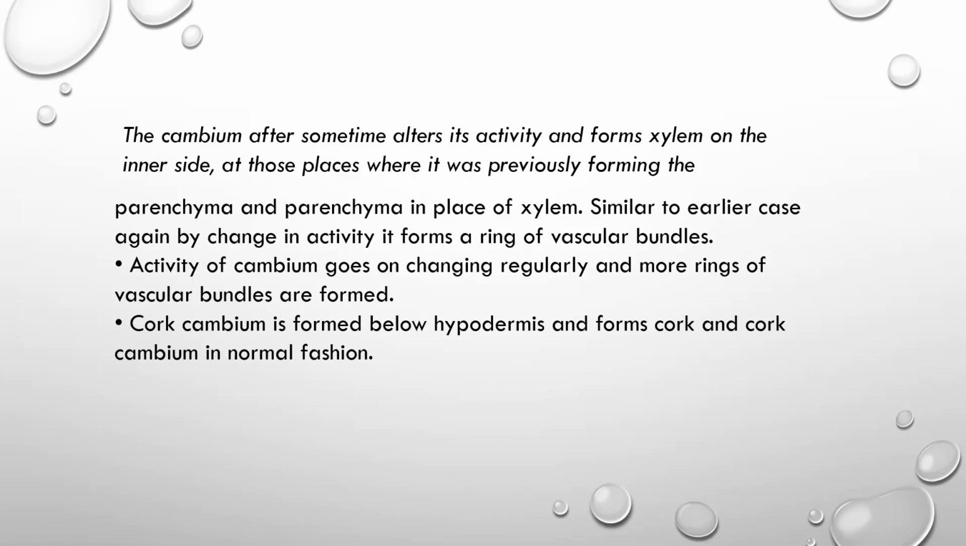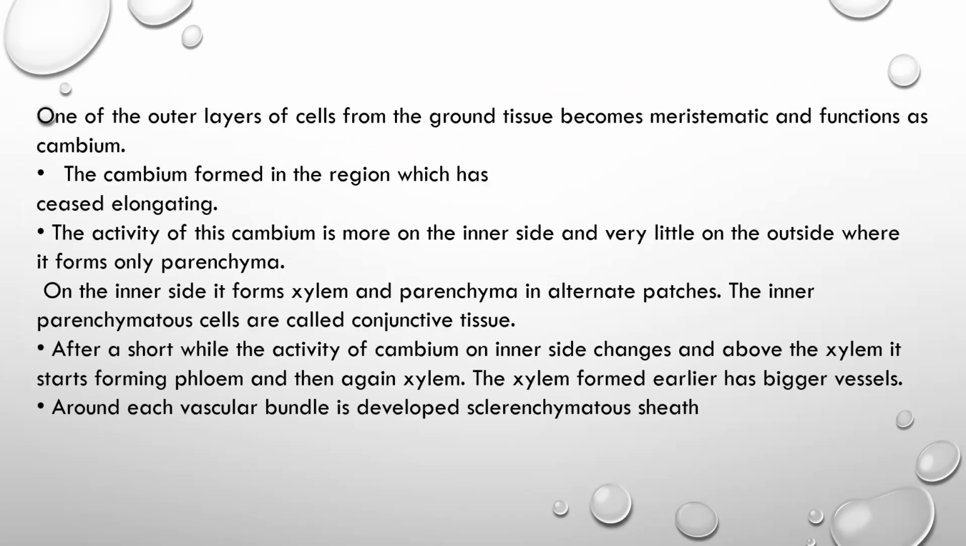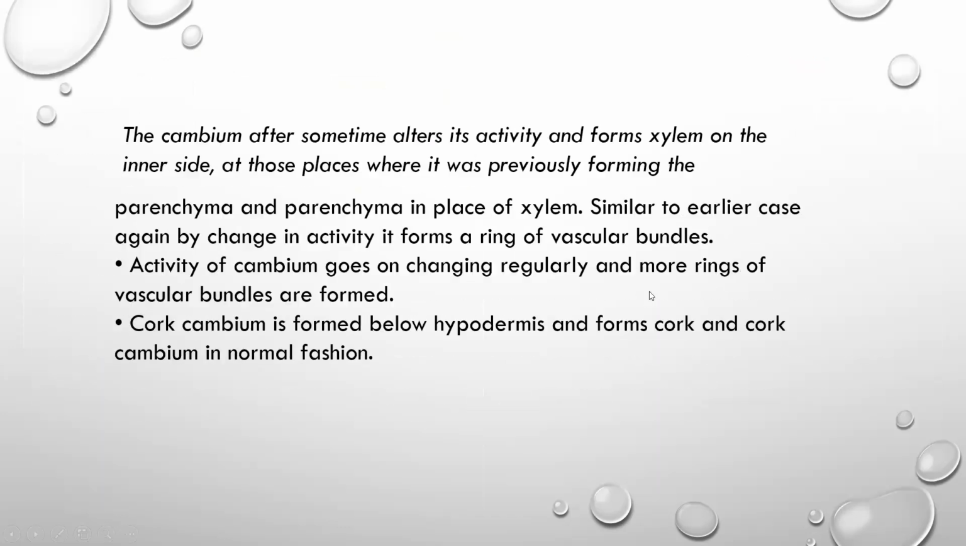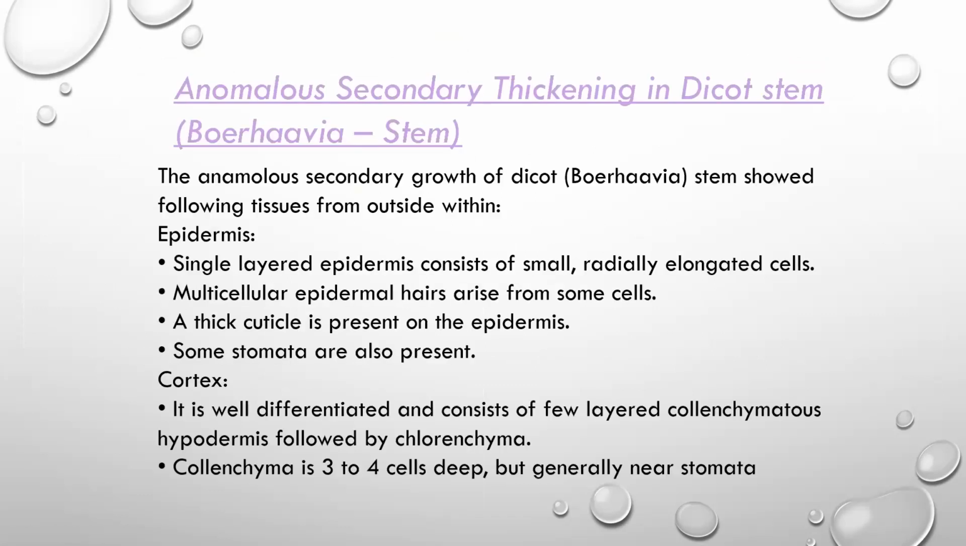That is on the outer side of the cortex region. So here the cork is produced by this cork cambium. So in this way, more vascular bundles are formed. So it produces a conjunctive tissue. So it produces inner side parenchyma and xylem, and after some time it changes its activity and produces the phloem. Like that, the activity will continue.